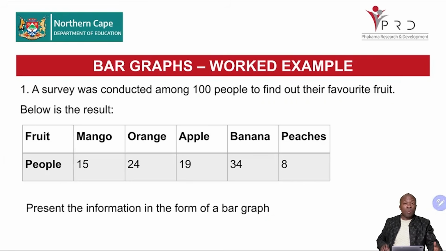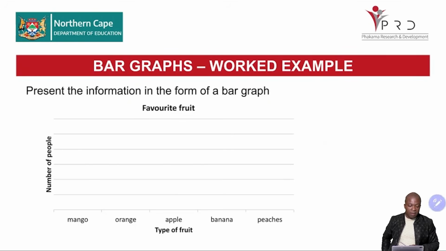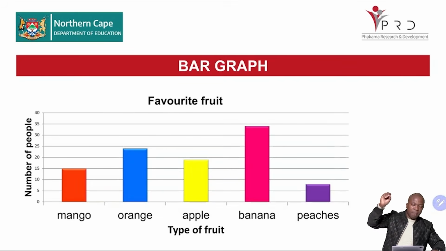There was a survey conducted for different types of fruits and how many people preferred them. So the examiner is saying that we should present this information using a bar graph. Once they say present this information using a bar graph, it means they are going to give you a graph paper. Can you see that each portion has a space? Then our job is to check how many people are there and draw the bars to represent them.